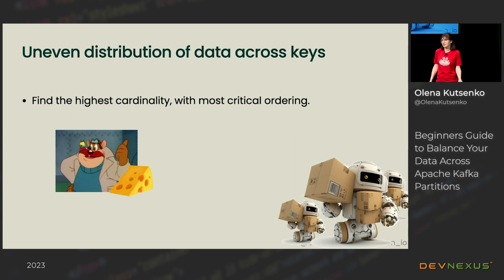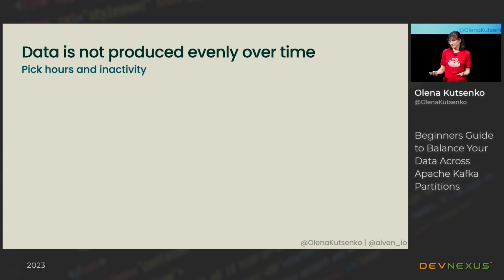But sometimes you don't use a key. You rely on the default partitioning mechanism by Apache Kafka, and you expect that everything will be nice and beautiful and even, and it's not. And there are a couple of reasons for this. First of all, your system wasn't ready for the uneven distribution of data over time.